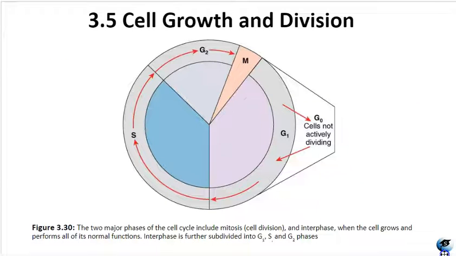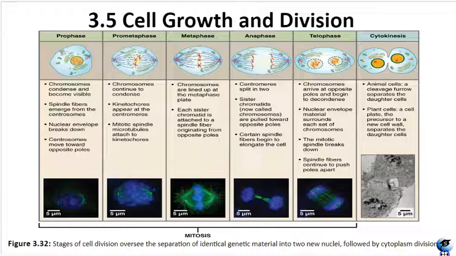Figure 3.30 gives an overview of mitosis and interphase. Mitosis is where cell division occurs, while interphase is where the cells grow and perform all of their normal functions, like DNA synthesis. Figure 3.32 shows the stages of cell division via mitosis. The four main stages are prophase, metaphase, anaphase, and telophase.